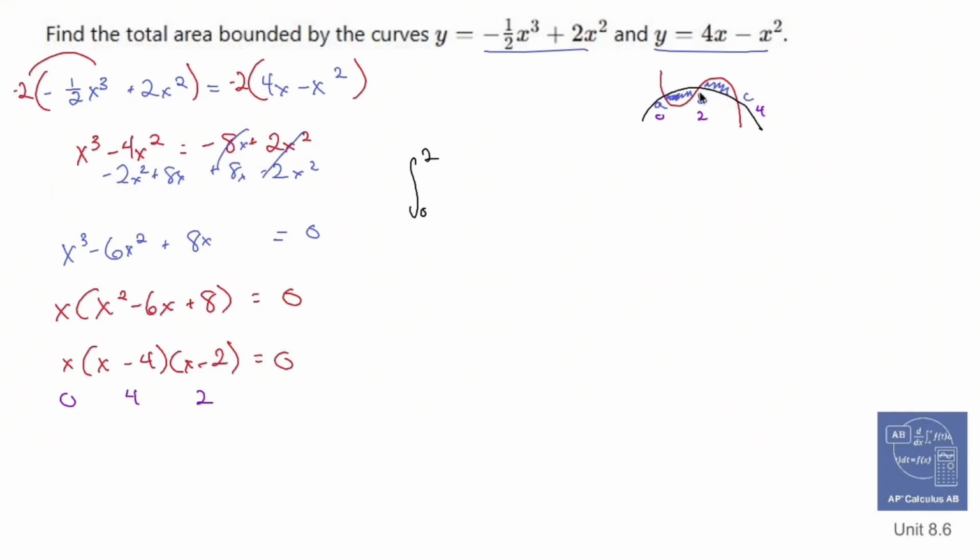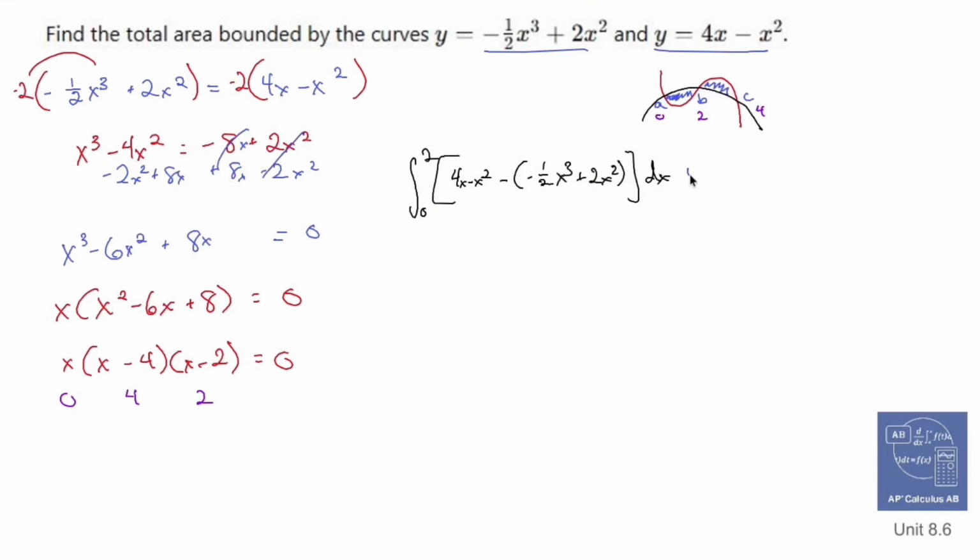If I'm wrong, then nothing major is going to happen. I'm just going to have myself a negative area, and I need to make it positive. No big deal. So let's do the parabola: 4x minus x squared minus negative 1/2 x cubed plus 2x squared dx. So let's set that up that way.